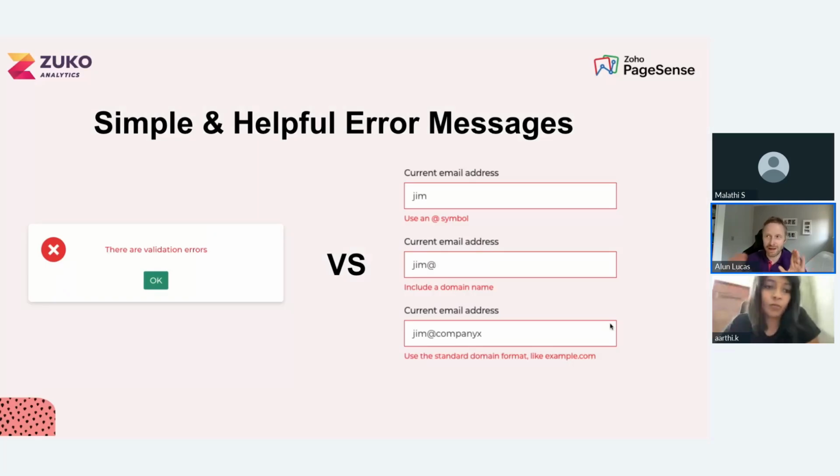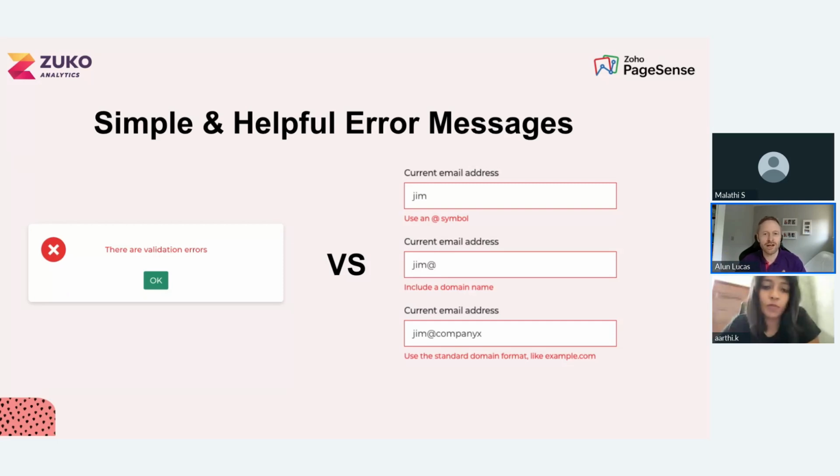Next point touches back on error messages again. Be helpful is basically the broad thing here. If you look at the error message on the left, it tells you there's an error, but it doesn't tell you what it is. It doesn't tell you what you want to do to fix it. Whereas some of those on the right are clearer. They say, okay, there's an error message. What should you do to fix this? Do you use an @ symbol? Do you include a domain name? Do you use the standard format?